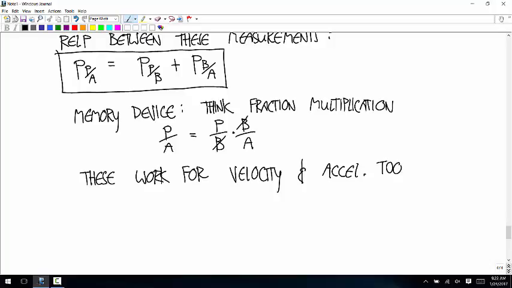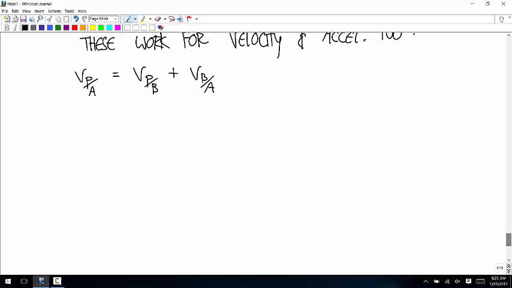So the velocity of P relative to A is equal to the velocity of P relative to B plus the velocity of B relative to A. And for acceleration, the acceleration of P relative to A is equal to the acceleration of P relative to B plus the acceleration of B relative to A.